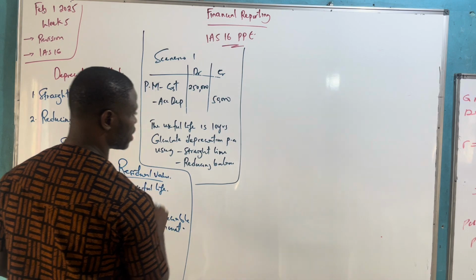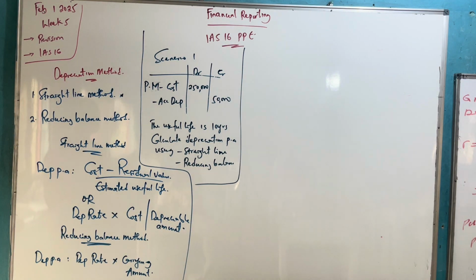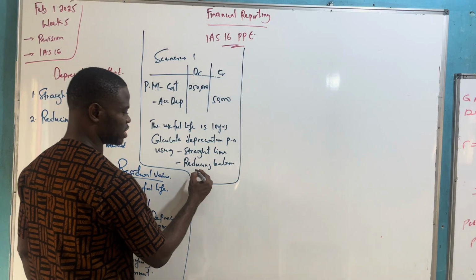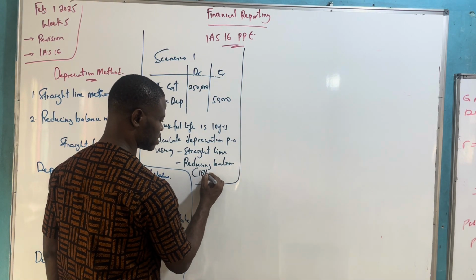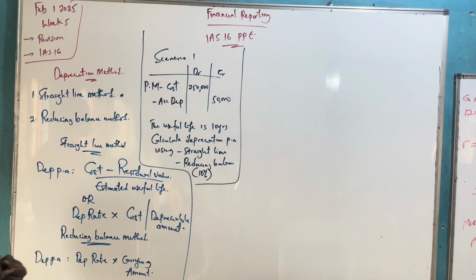Let's say we have a scenario like this. Using this formula, can you see if you can get the depreciation? For the reducing balance, be sure that they will give you a depreciation rate. Let's say they give us a 10% depreciation rate. Using this formula, can you calculate the depreciation using straight line and the depreciation using reducing balance? Please do. I want you to do it. I'm allowing you like 2 minutes for that.